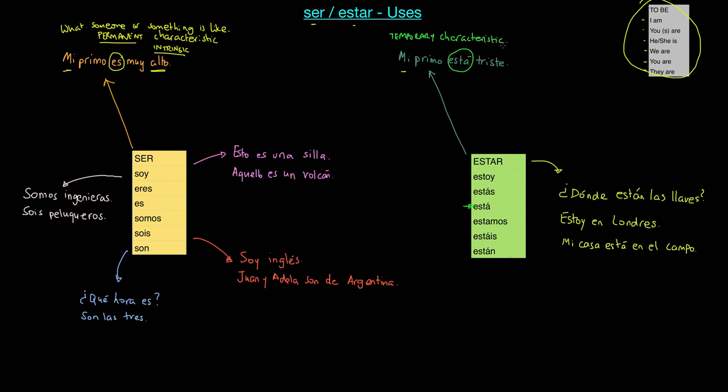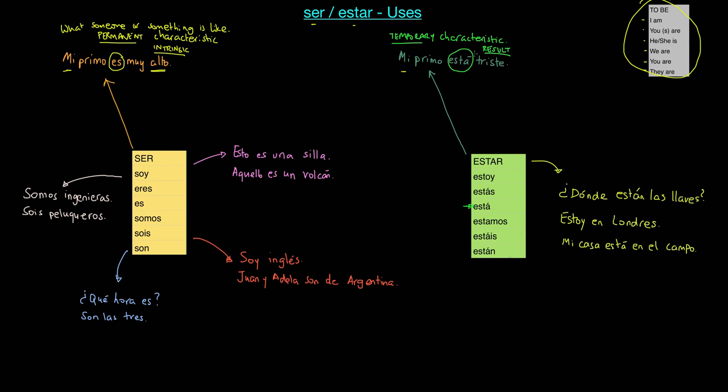Okay, and often it's also a characteristic. It's not intrinsic. It's not in his nature. He's not a sad person. He's just feeling sad. Okay, so often we can also think of it as the result of something. Him being sad is sort of the consequence of something that might have happened to him. So estar expresses temporary ideas or things that are the result of things.